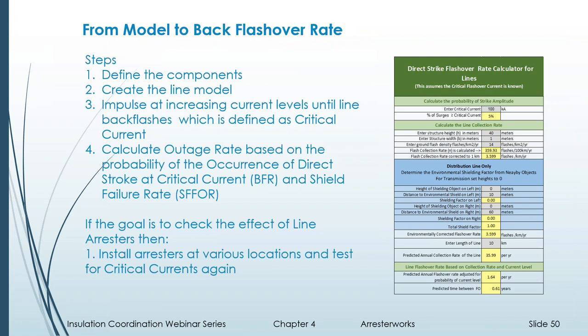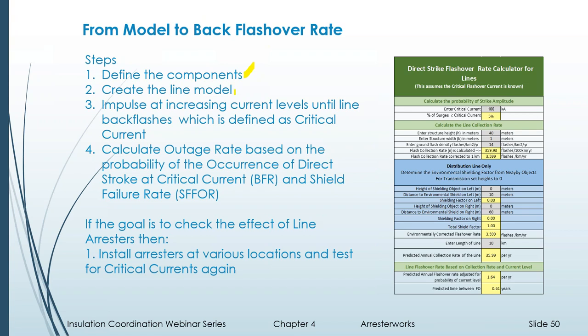getting from I sub C to your backflash rate. This one has actually avoided me for a little while before I actually developed this little tool. Because once you know what the I sub C is, or the critical current for the backflash, you still have to turn that into what you know really is an outage rate, and that takes in some of the other variables.